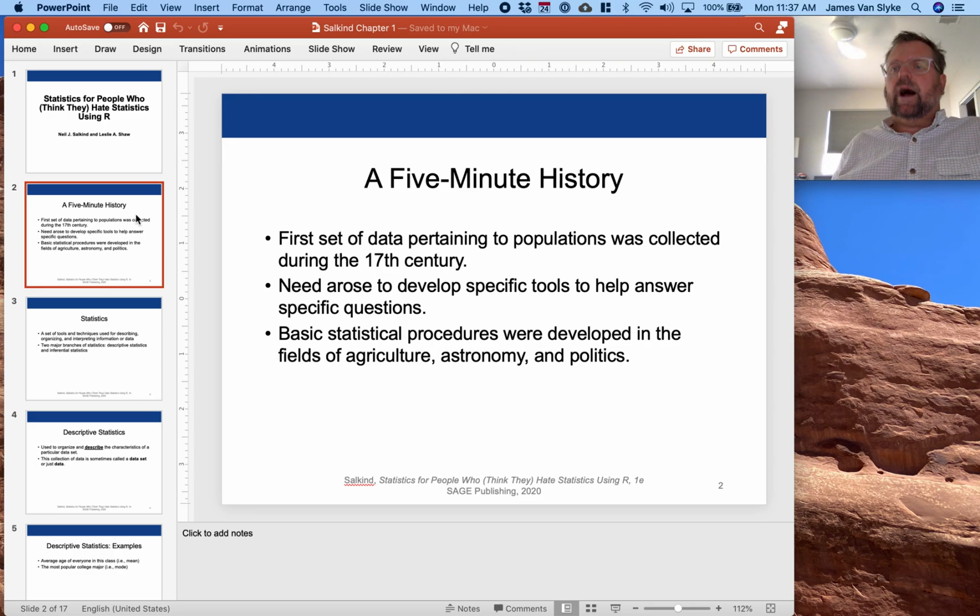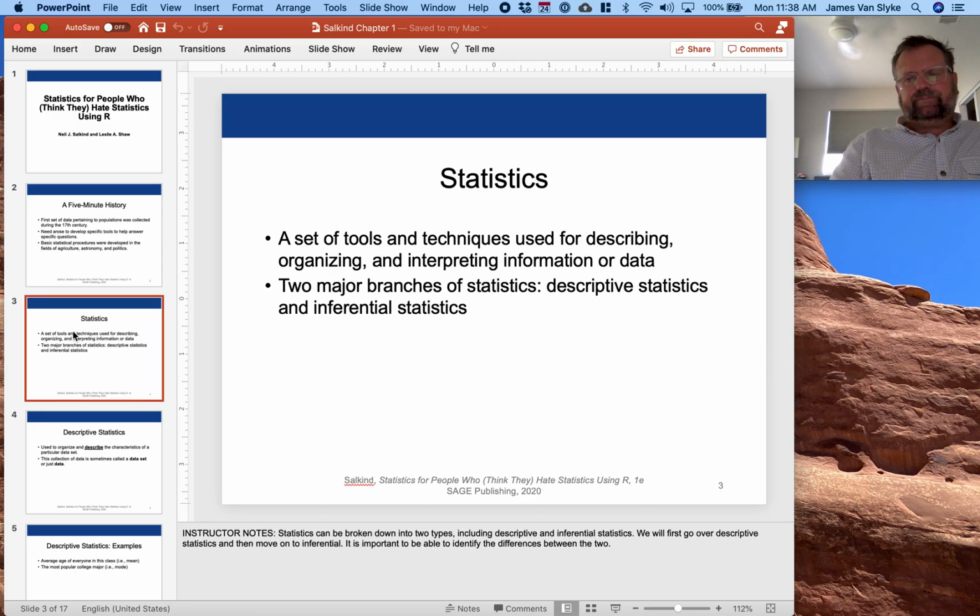astronomy, and politics. In agriculture, it was things like how well different plants do in different types of climates or at different times of the year. Politics, obviously, polling became very popular. And this is kind of where the start of statistics and using statistics to help us understand our world really started. So here's the basic definition of statistics that you really need to know.